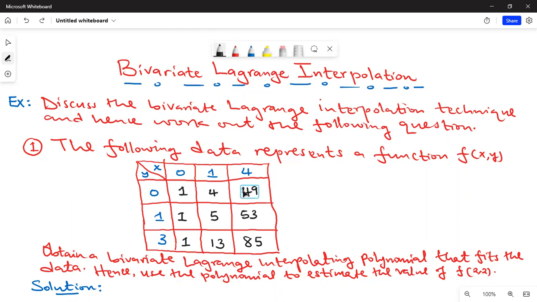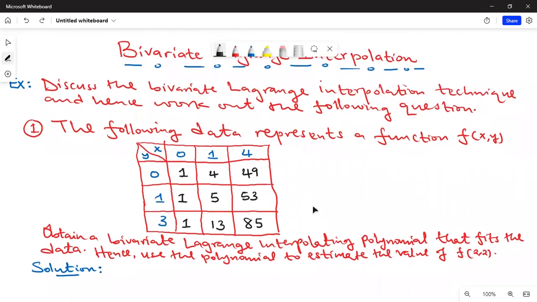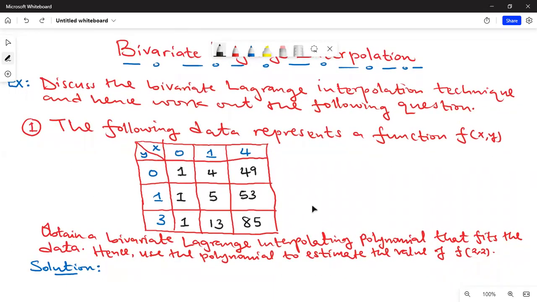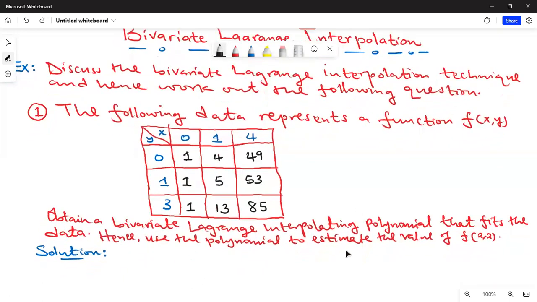The values in black are the f of x, y values, because the row values 0, 1, 4 are x values, and then 0, 1, 3 are the y values. Now, obtain a bivariate Lagrange interpolating polynomial that fits the data. Hence, use the polynomial to estimate the value of f of 2, 2.